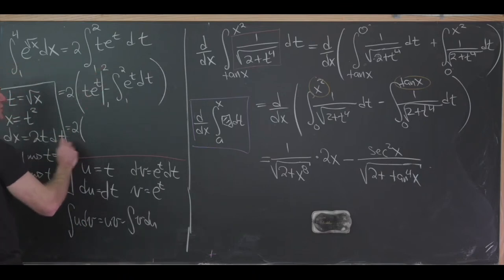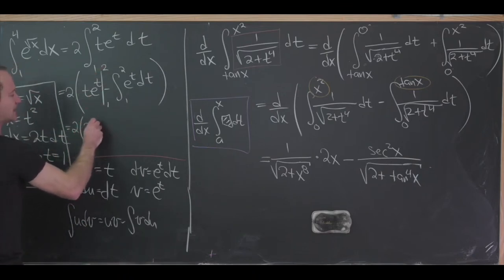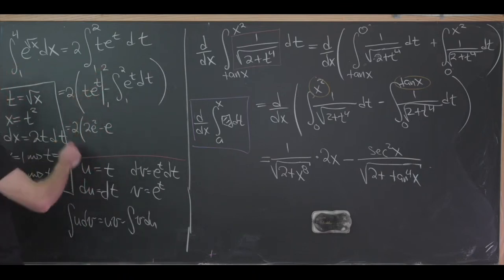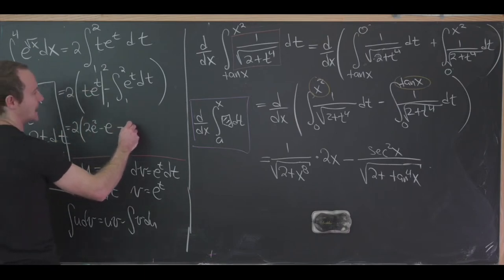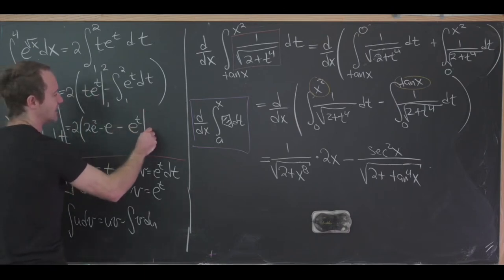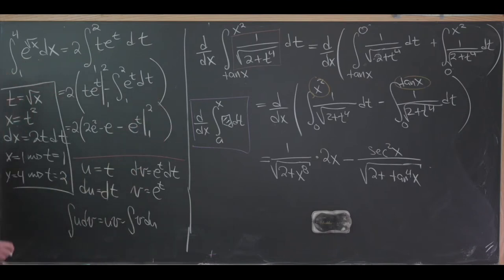Now we can maybe plug these in. That'll leave us with 2 times 2e squared minus e from this first term, and then minus e to the t evaluated from 1 to 2. So something like that.